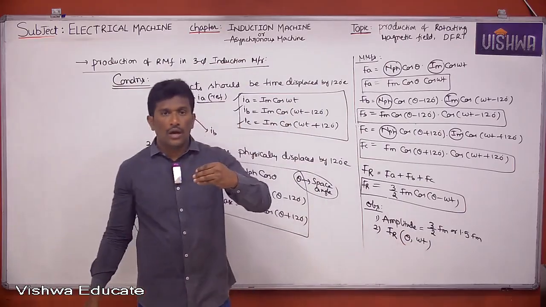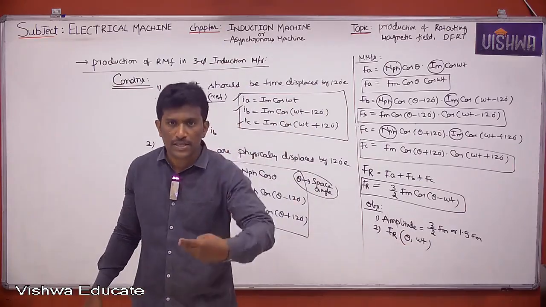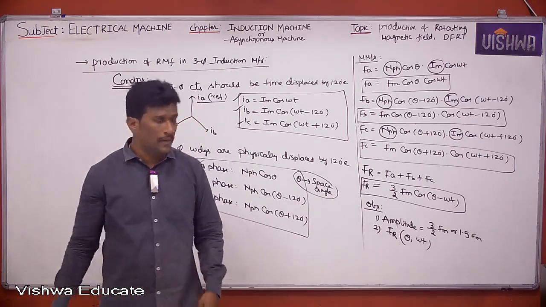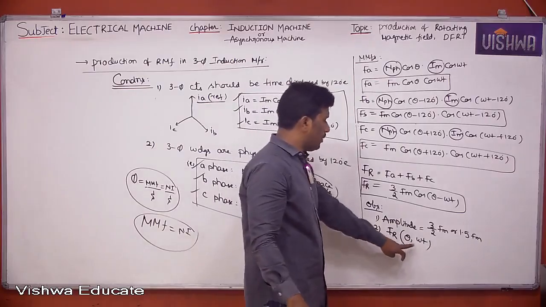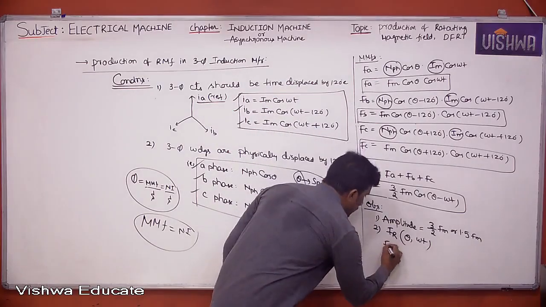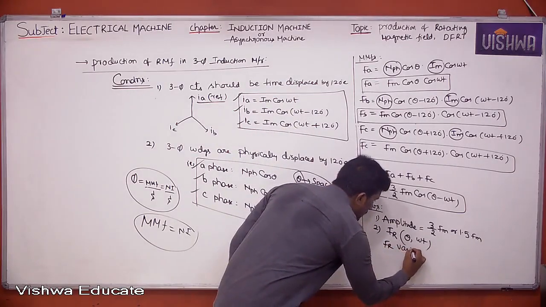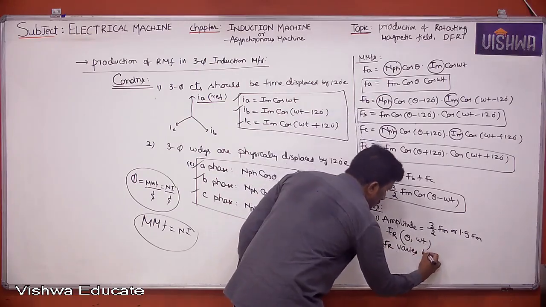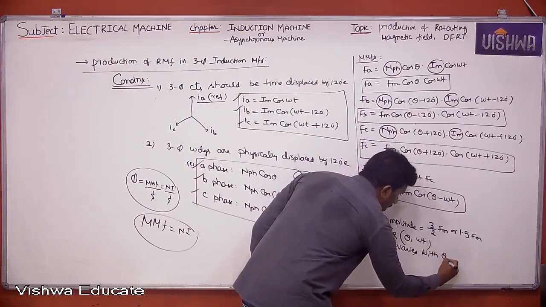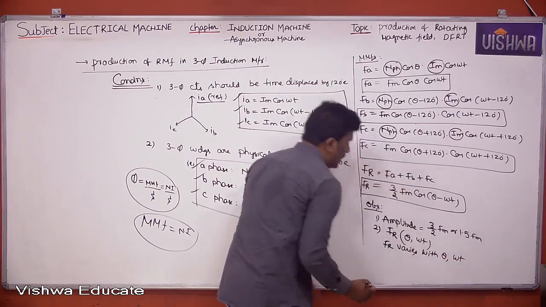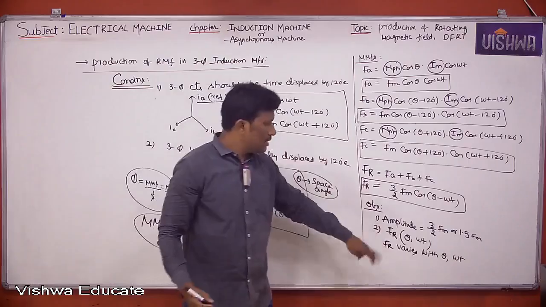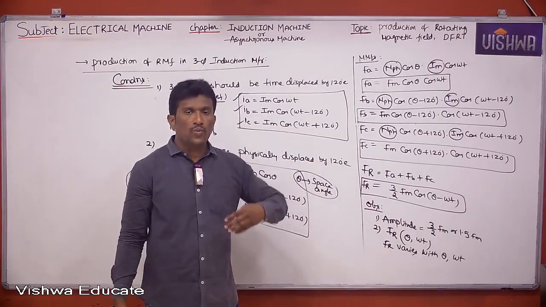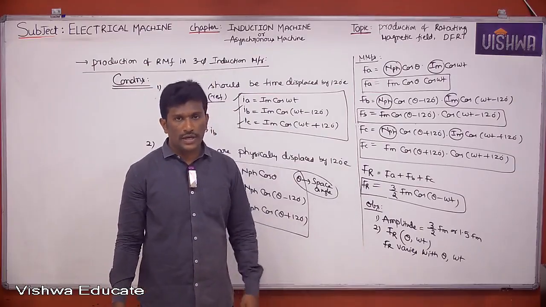If FR is varying with space and time, what is the meaning of that? That means it is rotating. So FR is a function of theta and omega t, which means FR varies with theta comma omega t. That is, FR is rotating. I'll tell you with what speed this FR is rotating. That I'll tell you.